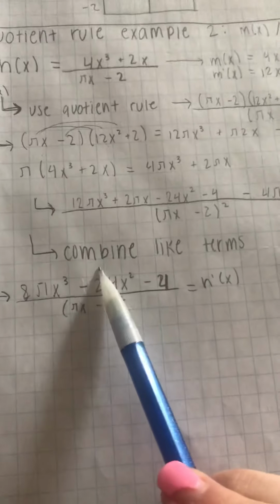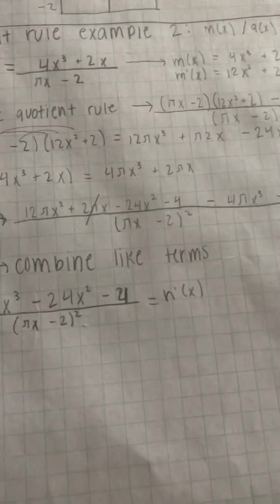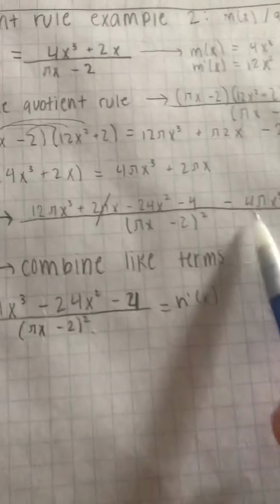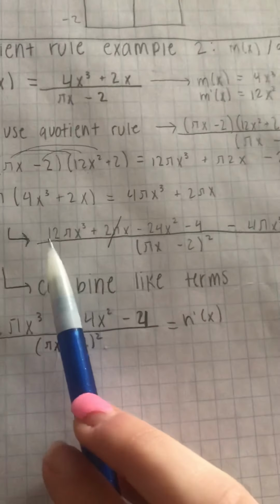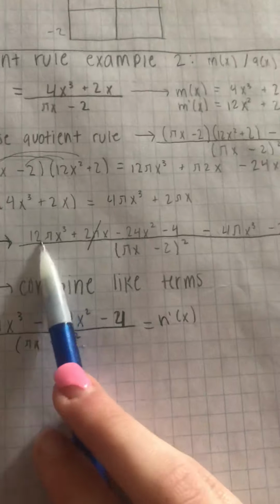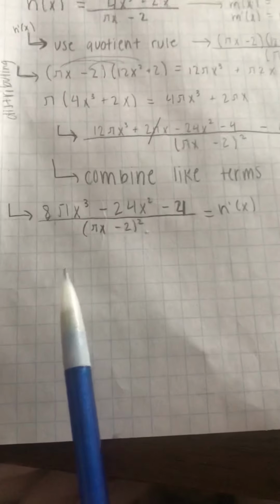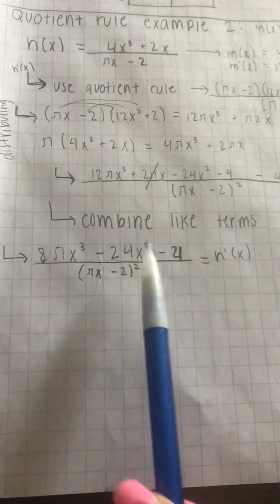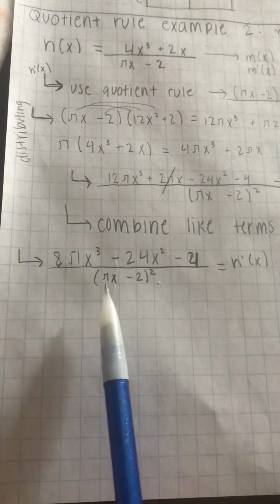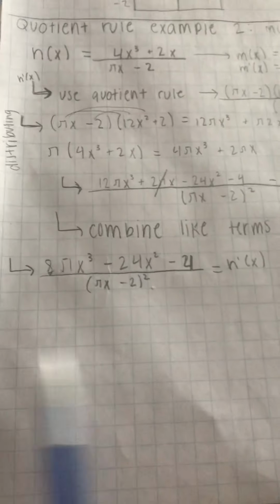So the best thing to do is combine like terms. We have this negative 2 pi x and this positive 2 pi x. They cancel out. This negative 4 can stay. Then this negative 4 pi x cubed can be taken away from this 12 pi x cubed. So you just take 4 away from 12 and you get positive 8. So you'll see that in the next step. Then this term can stay and this term can stay. And as simple as I can get it is 8 pi x cubed minus 24x squared minus 4 over pi x minus 2 squared is equal to h prime of x, which is the whole derivative equation.